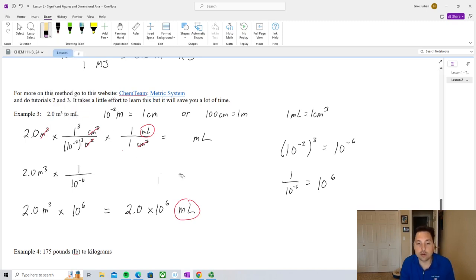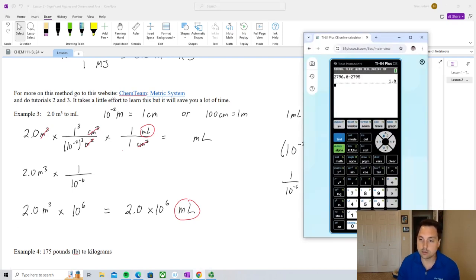I often try to avoid using the calculator on certain problems, but you can also use the calculator to solve any of these. So if we were to go and do 2.0 divided by 10 to the negative second cubed, what we'd want to do is use some parentheses. So 10 to the negative second, and we'll get our answer is 2 million.